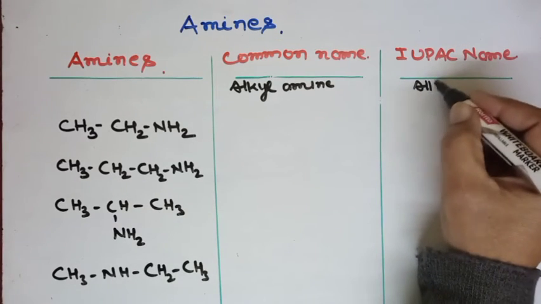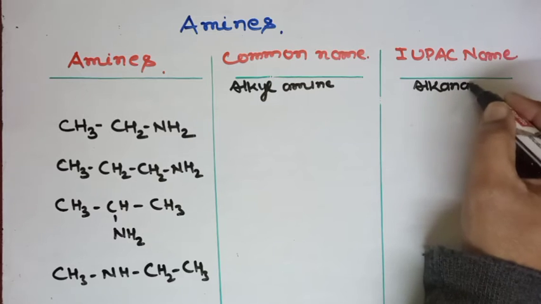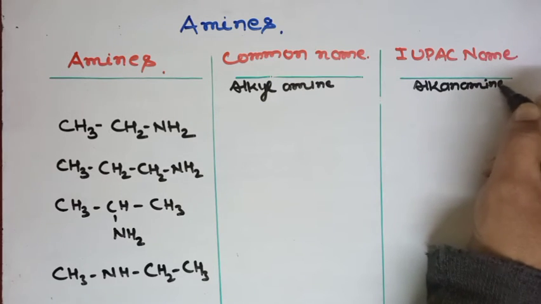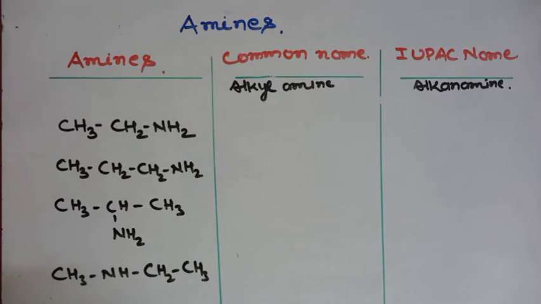We write alkanamine. This should be the suffix. And before it, if we have any substituent, first we write the substituent in alphabetical order. And after that, in the suffix, we will put alkanamine. And alkane can be methane, ethane, propane, whatever the parent chain is, that we will write first.